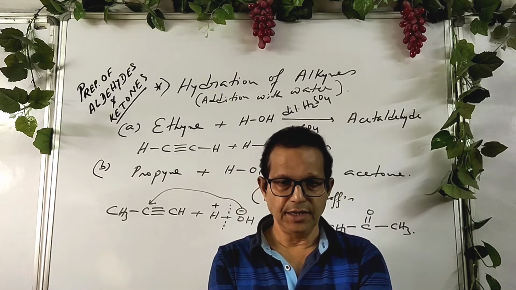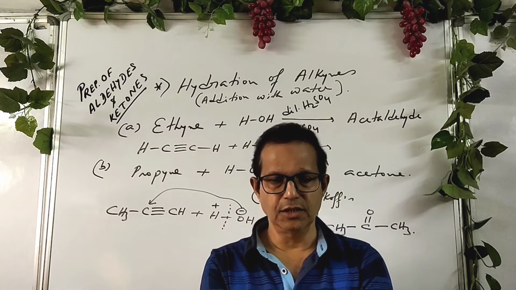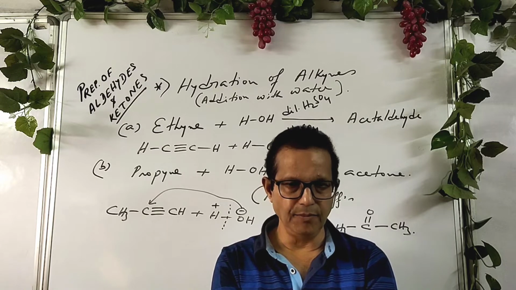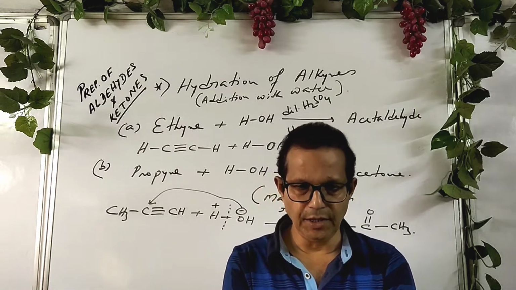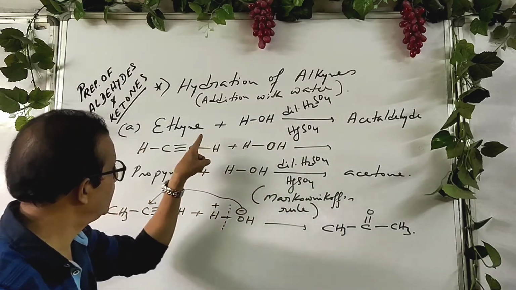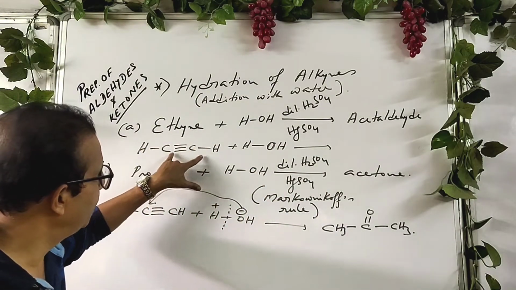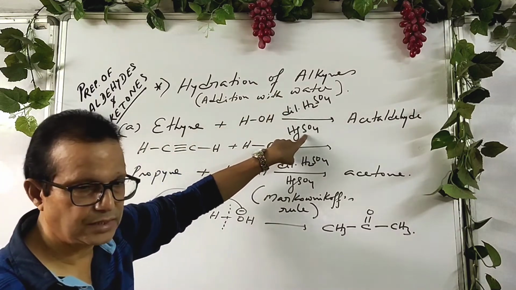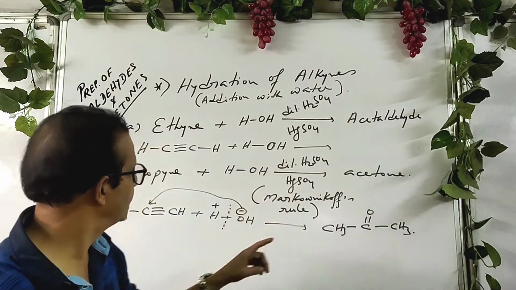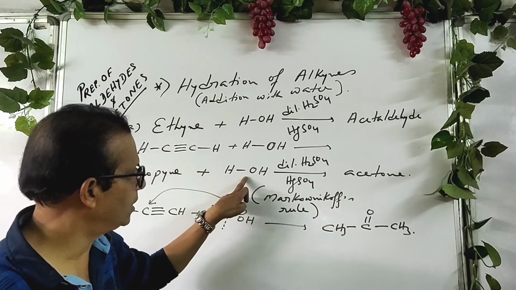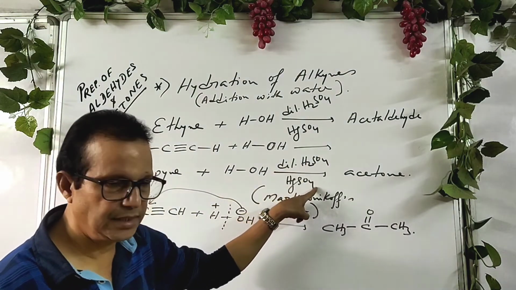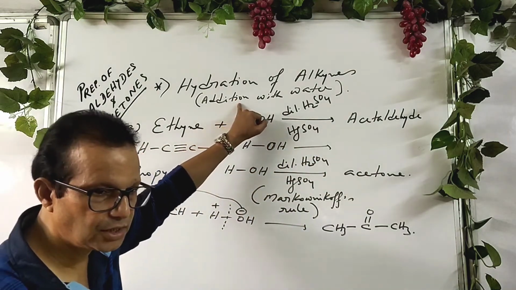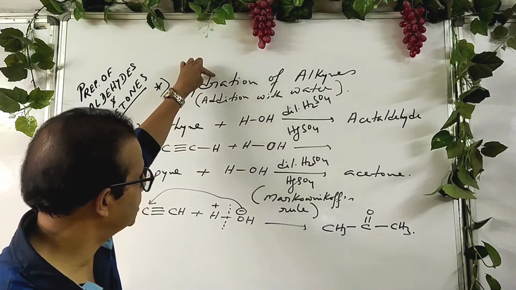In entrance, intermediate is asked. So try to understand the reaction and I will give the mechanism. Okay. Ethine, when reacts with water in presence of dilute sulfuric acid and mercuric sulfate, you get acetaldehyde. When propyne reacts with water in presence of dilute sulfuric acid and mercuric sulfate, you get acetone. The reactions are examples of addition reaction with water. That's why it is called hydration.